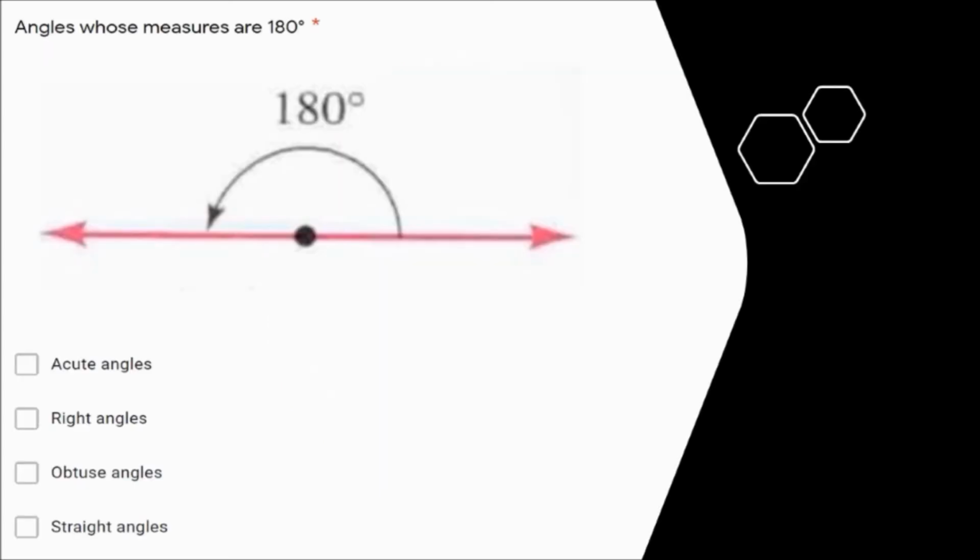Next question. Angles whose measures are 180 degrees are called acute angles, right angles, obtuse angles, or straight angles? Allow the students to answer. This is a straight angle, and as the diagram shows, you don't need two rays. You could just draw a straight line to make a 180 degree angle.